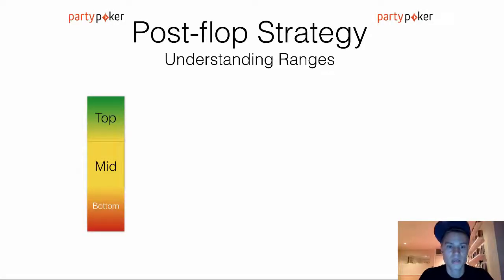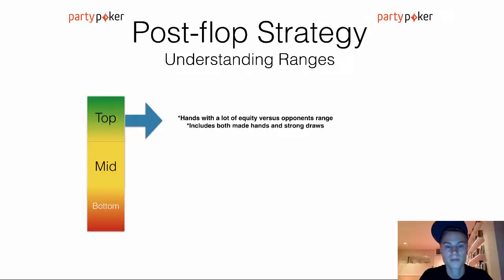When you look at the range, you have the top, the middle, and the bottom, and of course different levels of these. You have the very top of your range, for example, and you have the lower end of your top range. But let's keep it simple for now and look at top, middle, and bottom. The top of your range consists of hands with a lot of equity versus your opponent's range. This includes both made hands and some very strong draws, such as an open-ended straight and flush draw.